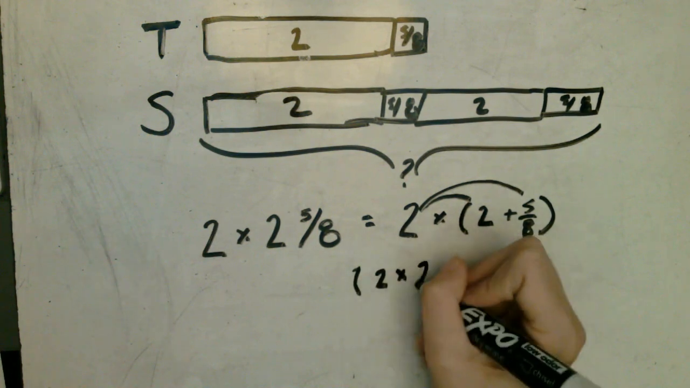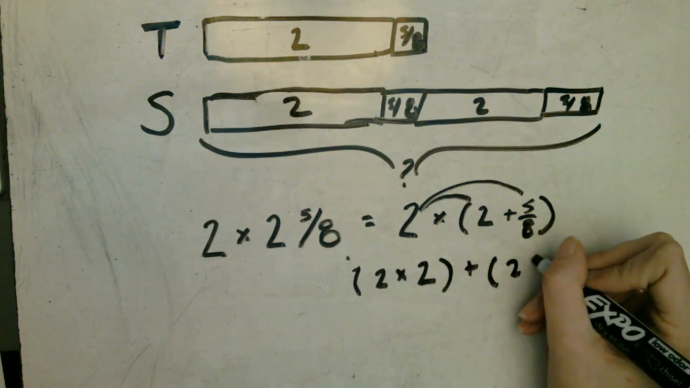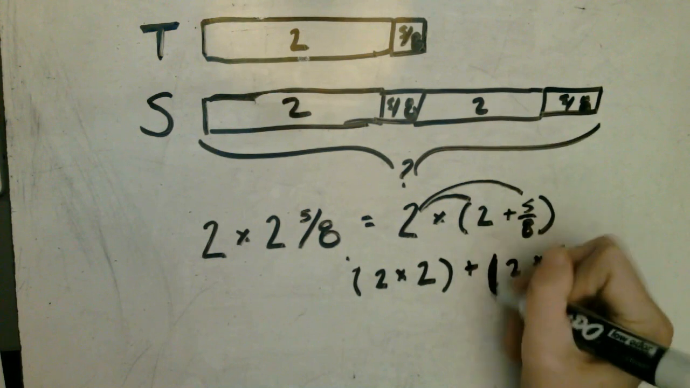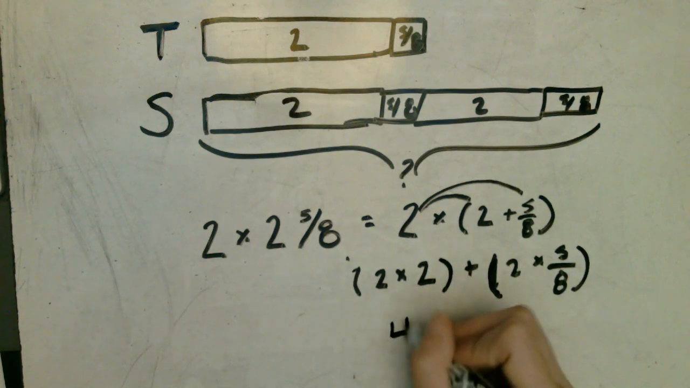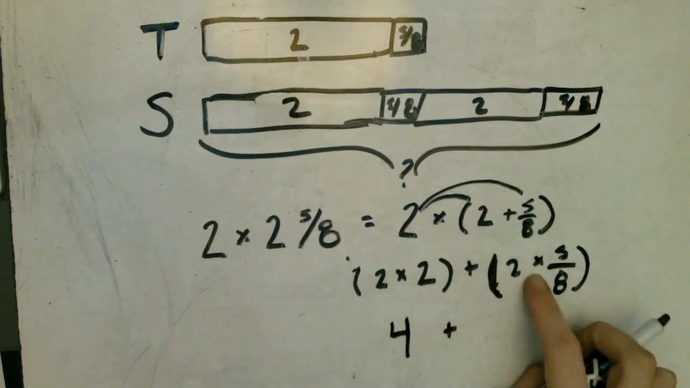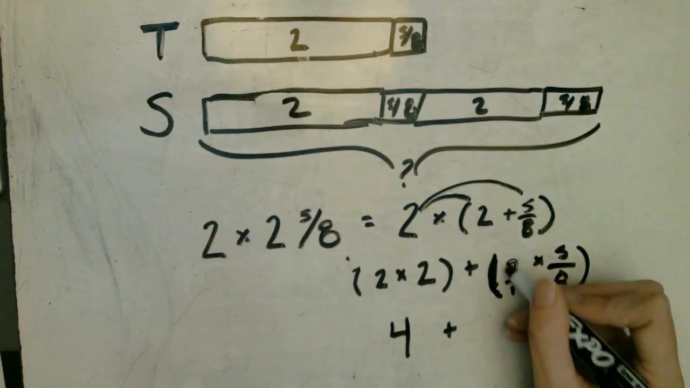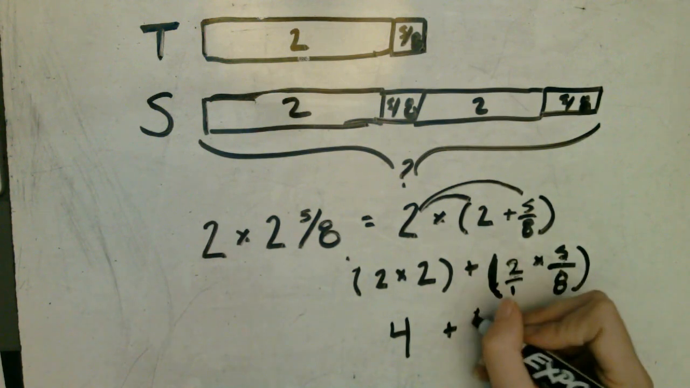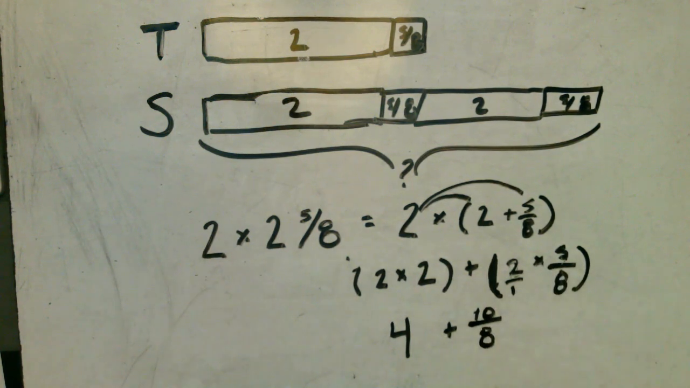2 times 2 plus 2 times 5/8. So now if I was going to solve this problem, everybody, what's 2 times 2? Good. 2 times 2 is 4. And what's 2 times 5/8? Remember, the 2 as a whole number has an invisible 1 on the bottom, so just multiply across. 2 times 5 is 10. 1 times 8 is 8.